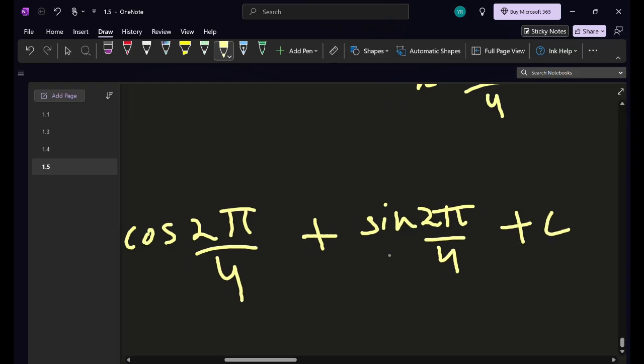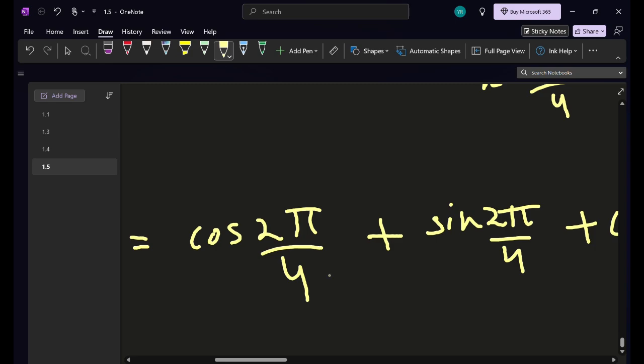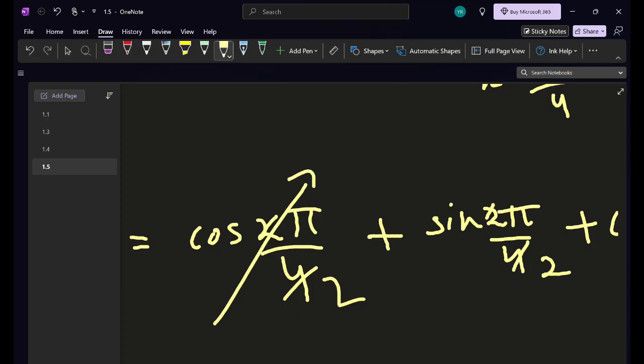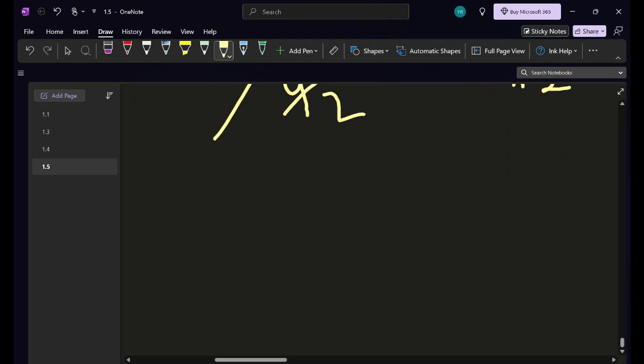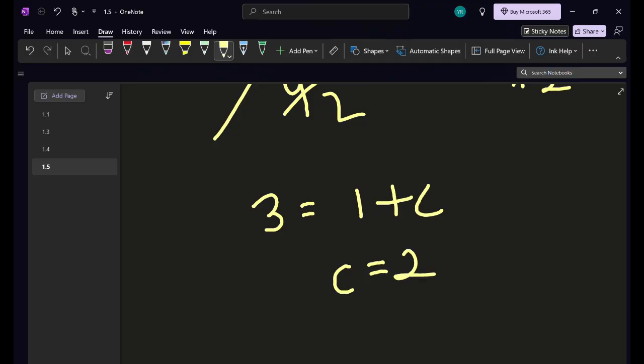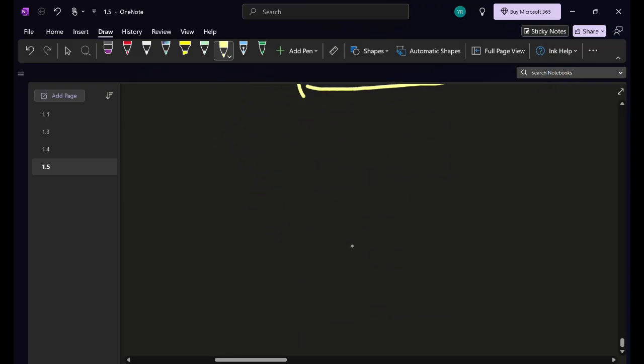So these two basically just turned into pi by 2, and as we know cos 90 is 0, sin 90 is 1, so the equation is 3 is equal to 1 plus c. From where we can get c is equal to 2, and this will be our answer for question number 6.